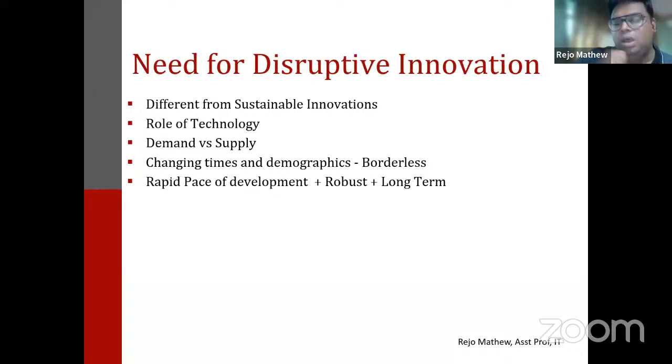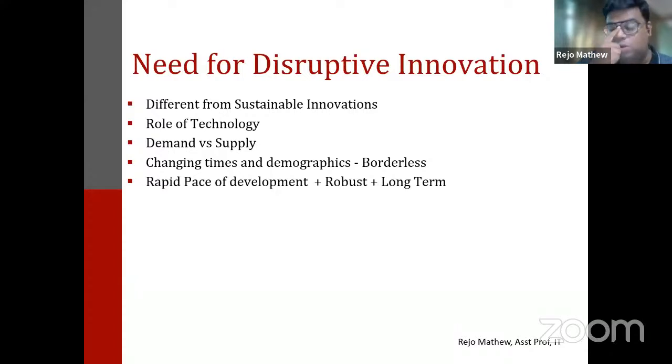So that is why the rapid pace of development, being robust, as well as a long-term innovation, is called disruptive innovation. So I've given you a background of why disruptive innovations are very, very important. As a student, as a learner, as a person who is in IT or interested in IT, the very important thing that I would suggest here is that you should always try to work.